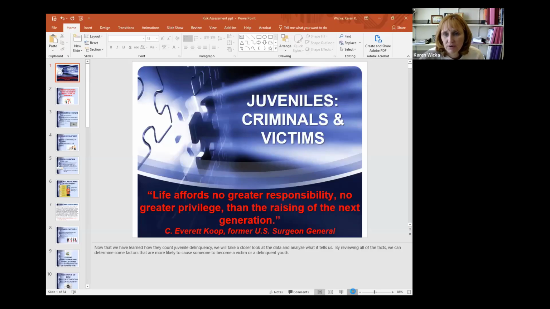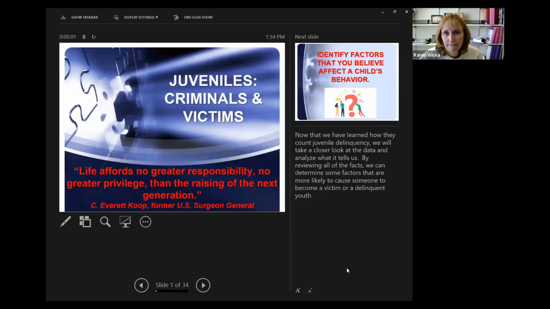Once we go through all these factors, then you will do a homework assignment using all the stuff that we learned in the lecture. So let me share my PowerPoint with you. We're going to talk about juveniles in terms of becoming delinquent or becoming victims, and we're going to look at those kinds of factors for today. Okay, so hopefully you're seeing my PowerPoint.